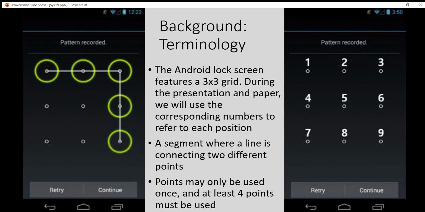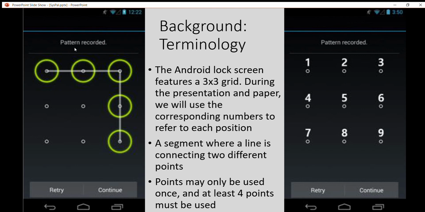So a little bit of background terminology. This is just going over what we've talked about a little already. The Android lock screen, which features the 3x3 grid, which you can see over here on the left-hand side of the screen. During the presentation and as well in the paper, we will also use corresponding numbers to refer to each of these positions, which are not demarcated in any special way on the lock screen. So we'll simply use the corresponding numbers here on the right screen to refer to the same points on the left.